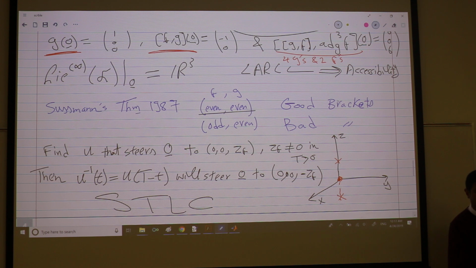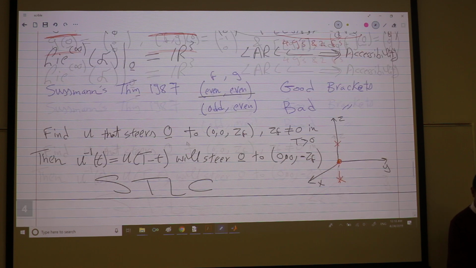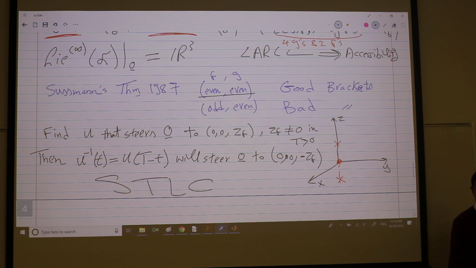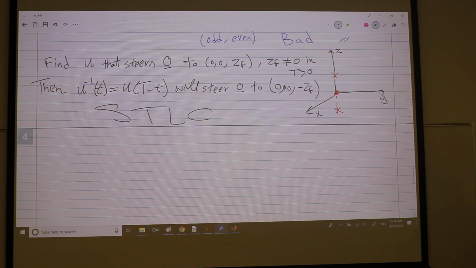But if I am accessible, I care about whether I am controllable or not, because accessibility is not a sufficient property that we aim for as control engineers. We need to go all the way around, okay? So we always care about controllability. The LARC ensures accessibility, and from there we need to get something more to get controllability. If you are covering the tangent space, the LARC, by all good brackets, then that's okay. If some of them are bad brackets, we'll see in a minute what can be done.